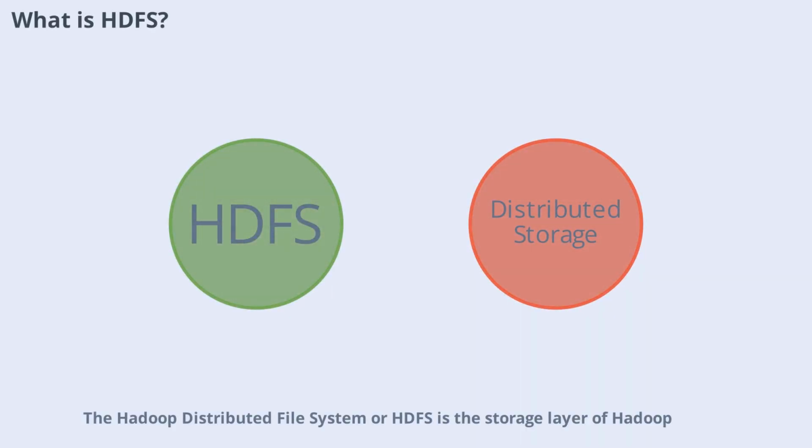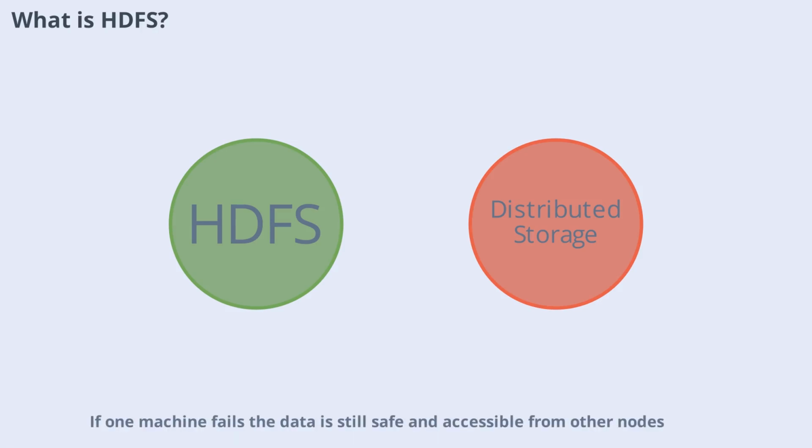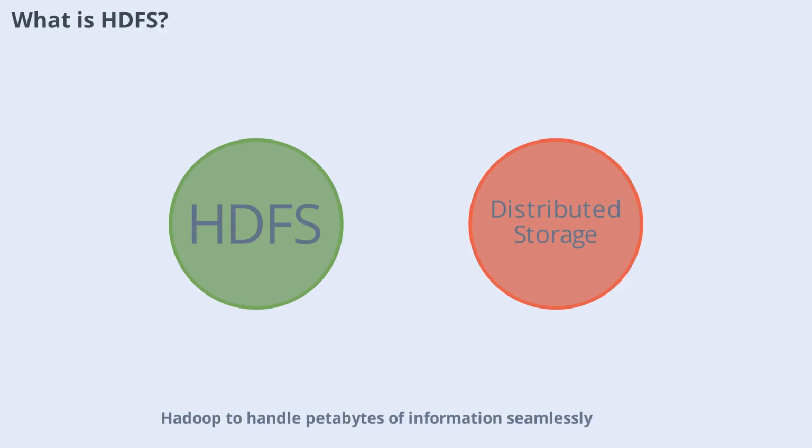Hadoop Distributed File System, or HDFS, is the storage layer of Hadoop. It's designed to store huge files by breaking them into blocks and distributing them across multiple machines. This approach ensures data is both scalable and fault-tolerant. If one machine fails, the data is still safe and accessible from other nodes. HDFS is the backbone that allows Hadoop to handle petabytes of information seamlessly.